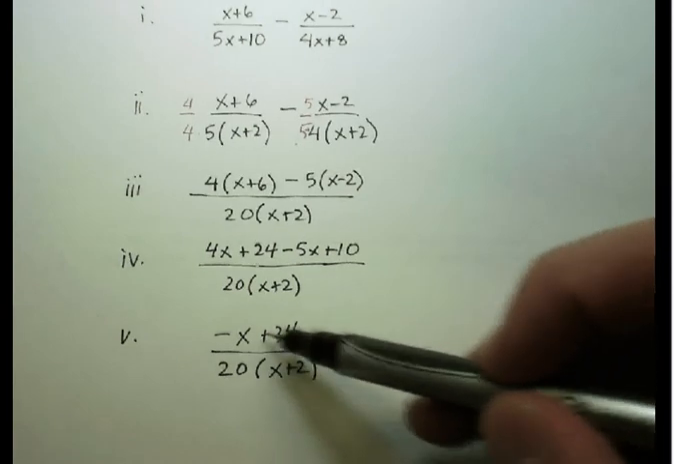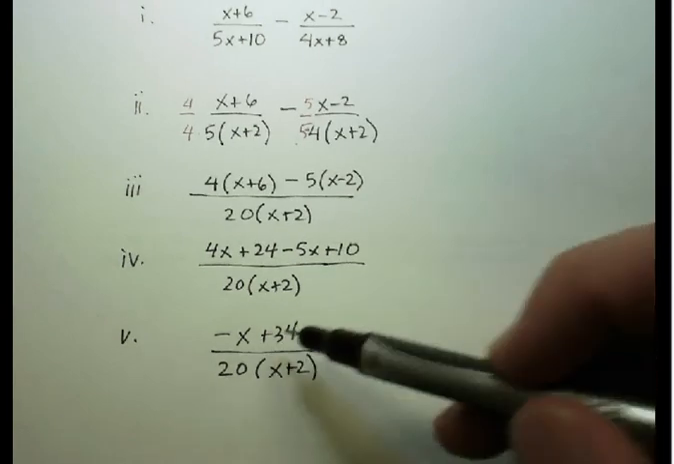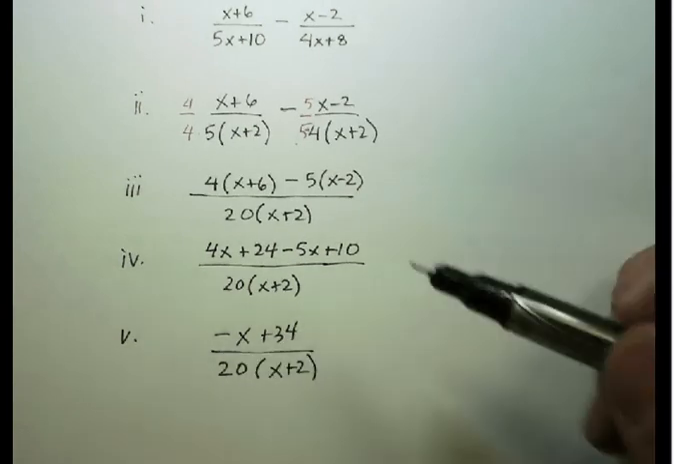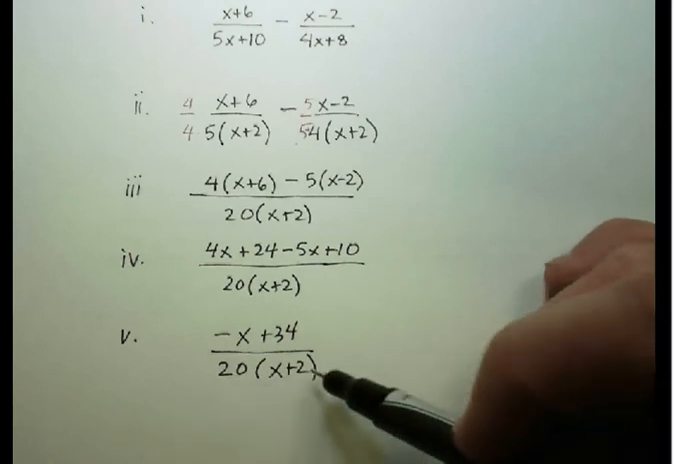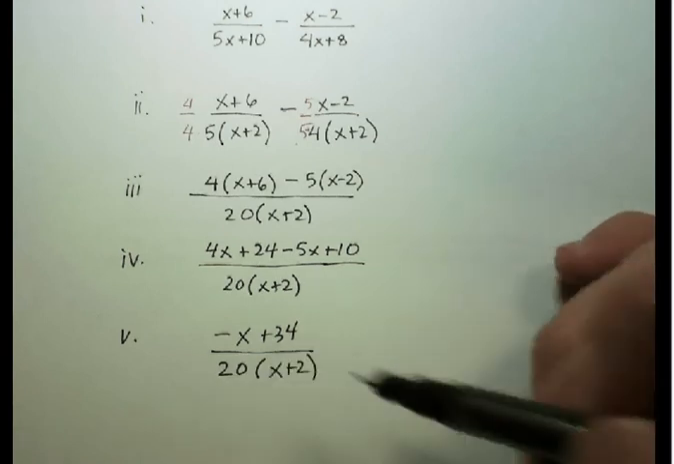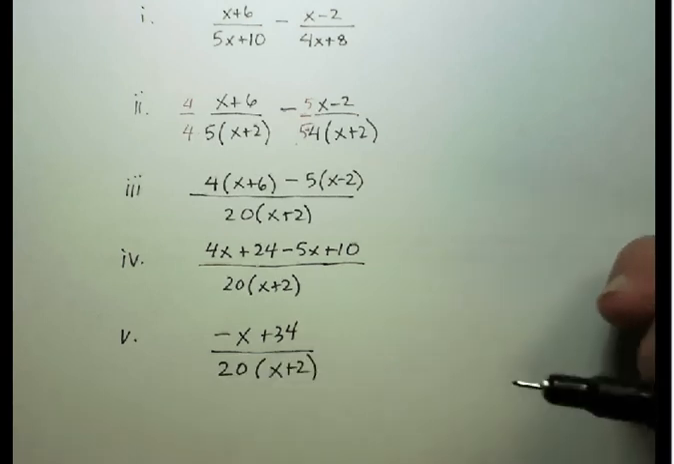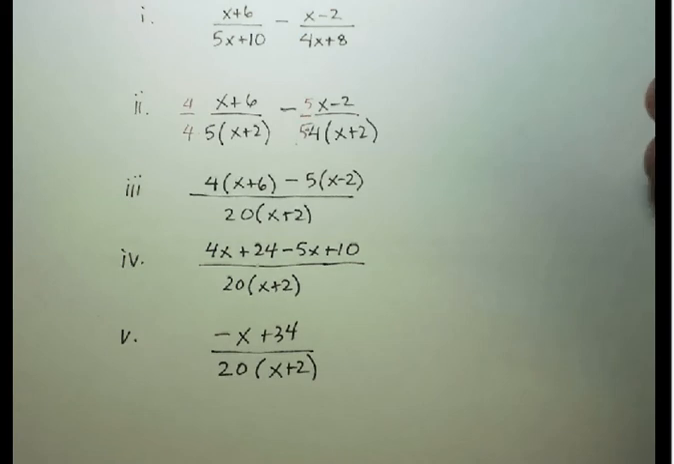Now, is this factorable? No, that's pretty much done. I could say 34 minus x, but that really doesn't change it. In 20 times x plus 2, none of the factors in the numerator or the denominator are the same. So basically I'm finished.